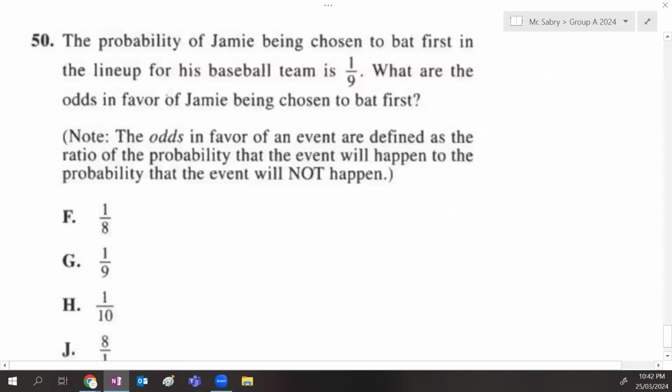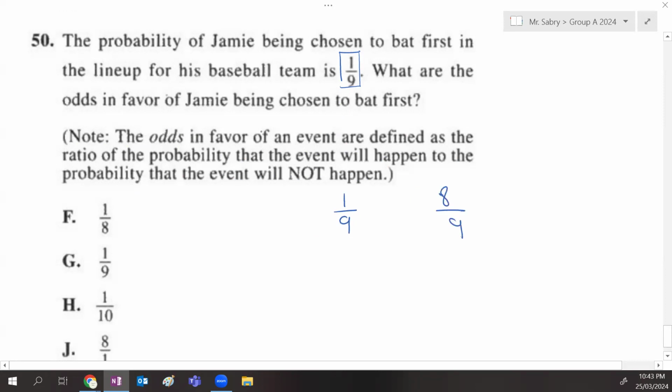What's left is this one. It says the probability of Jamie being chosen to bat first in a lineup of his baseball team is 1 over 9. What are the odds in favor of Jamie being chosen to bat first? It says odds in favor of an event are defined as the ratio of the probability that the event will happen to the probability that the event will not happen. If the probability that he actually bats first is 1 over 9, that's that it will happen. So how much is that it will not happen? The rest of 9, which is 8 over 9.